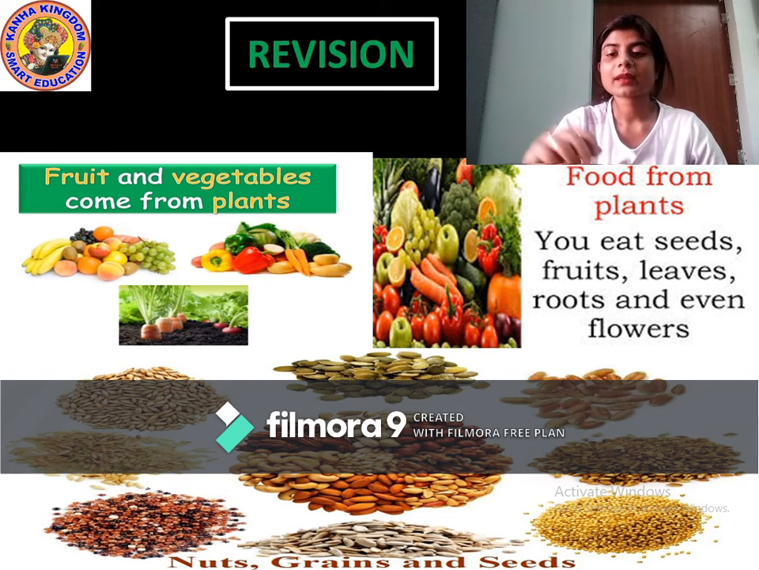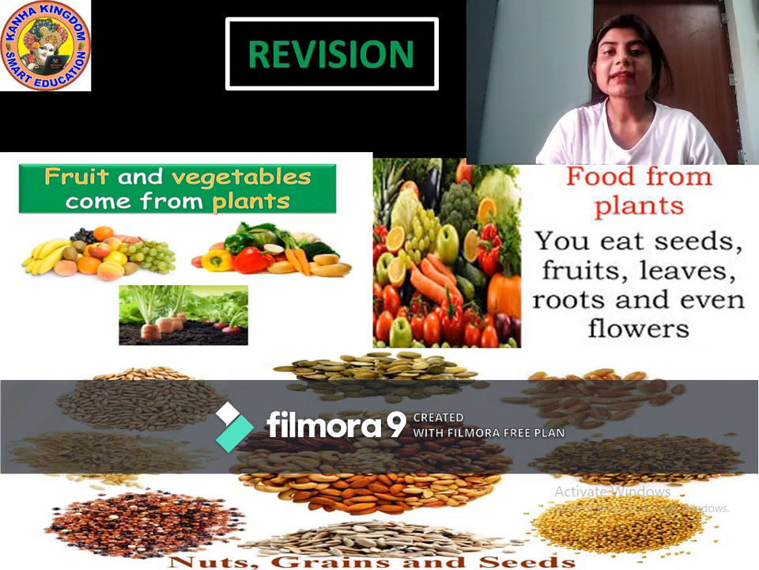So these are the different foods that are obtained from plants. And we eat different parts of the plant as food. Understood? So now let's move towards some questions.